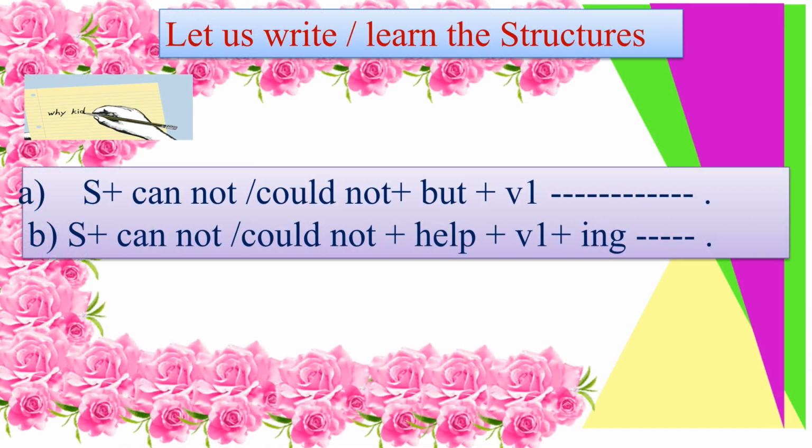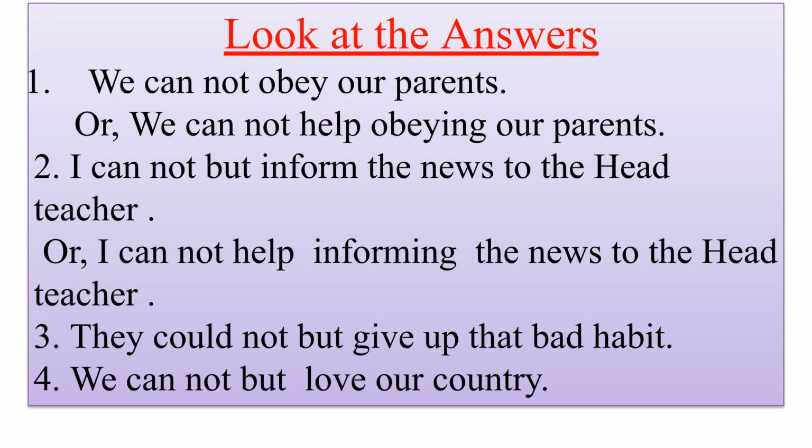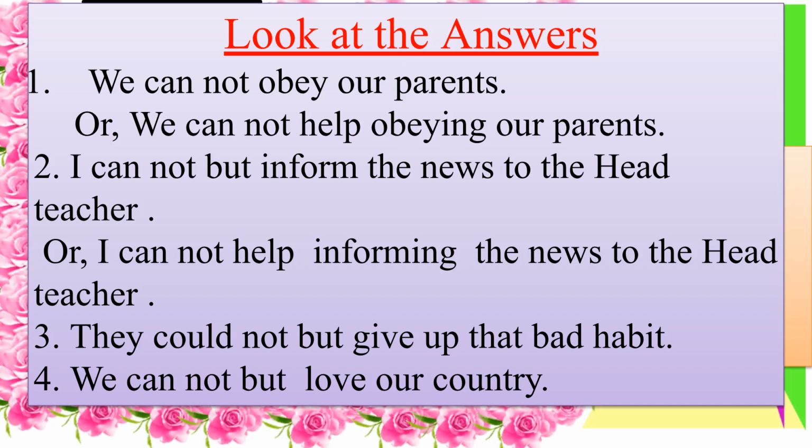Let us write and learn the structures for converting sentences with must or have to to negative form using cannot but or cannot help plus the V1 or V1 plus ing form. Look at the answers for converting these sentences. Note how cannot but uses the base verb, and cannot help uses the V1 plus ing form.